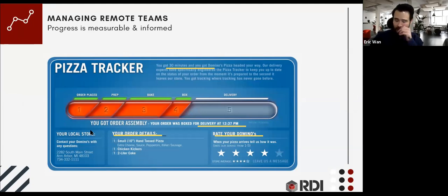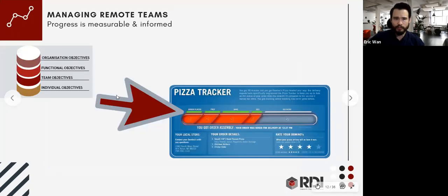So same thing when it comes to tracking your remote work. Same thing when it comes to managing your remote work. This is what you need when it comes to remote work. You need to transfer those objectives into this pizza tracker. How do you do that? And what's the difference between regular office working and remote working?